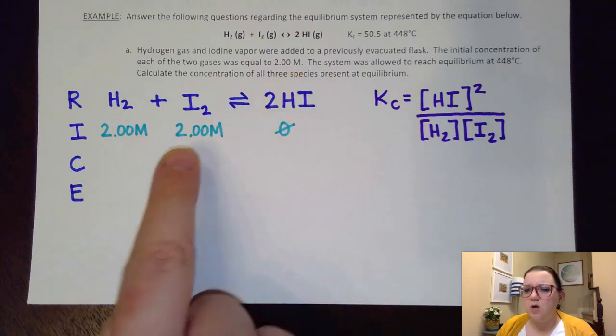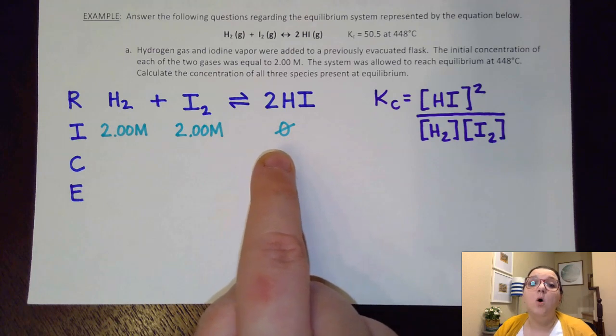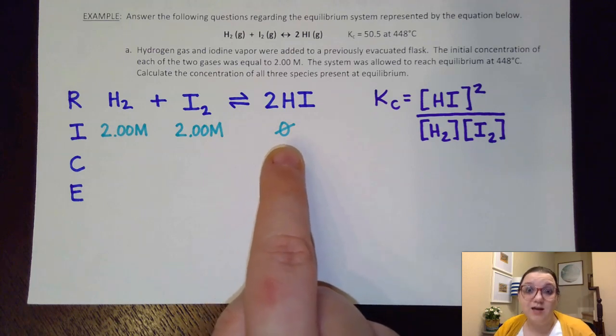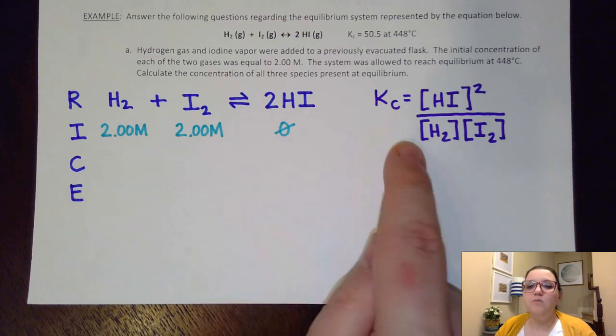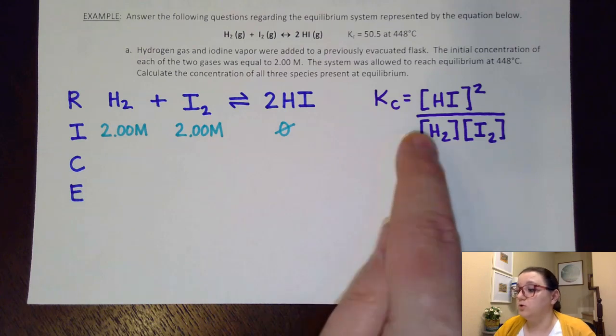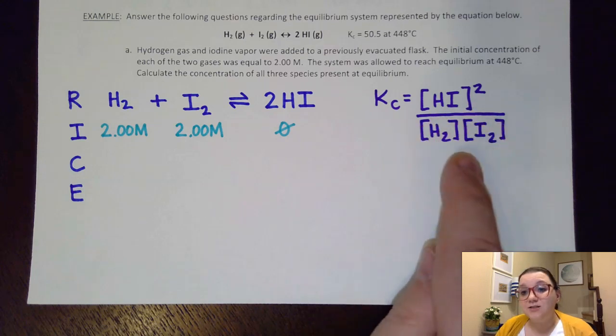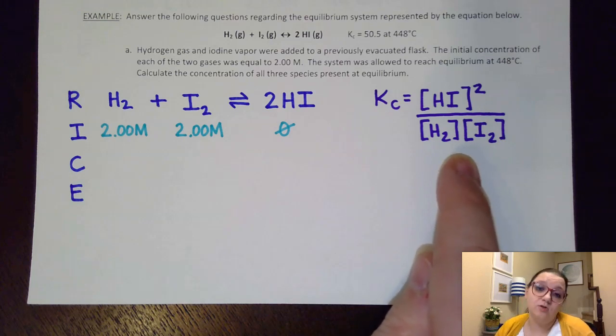Now you notice that nowhere in the problem do they mention an initial concentration of HI. As a reminder, anytime we have a substance that is not mentioned initially, we assume that the initial concentration of it was 0. So I filled that in here. Then I also came over here and constructed my Kc equation. I know that Kc would be equal to my product, the HI raised to its coefficient, over the reactants raised to their coefficients, here them both being a coefficient of 1, so I didn't have to write that coefficient, it's understood.